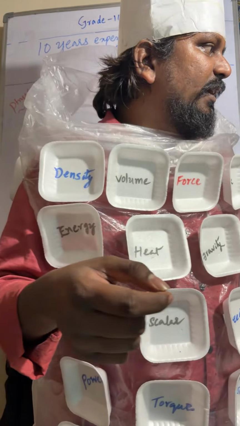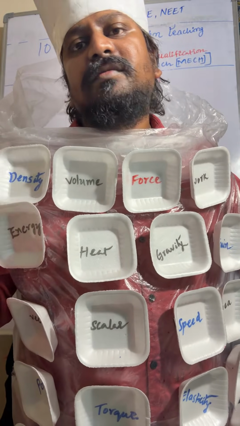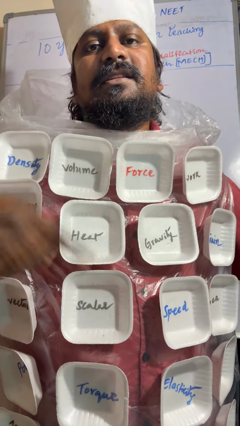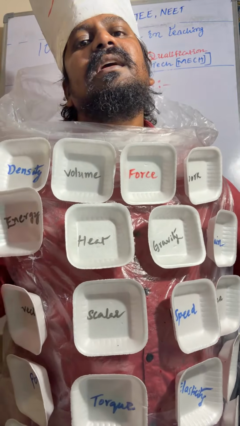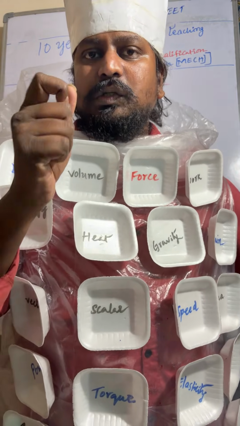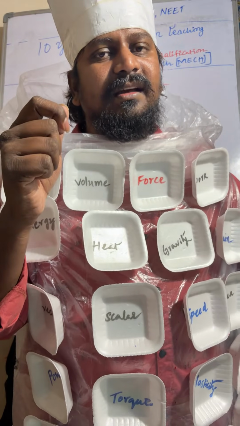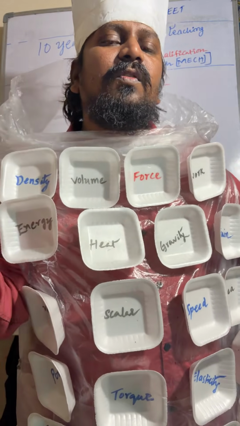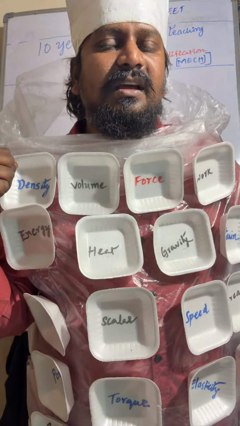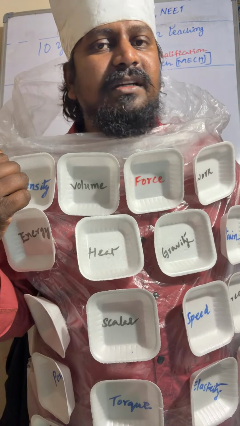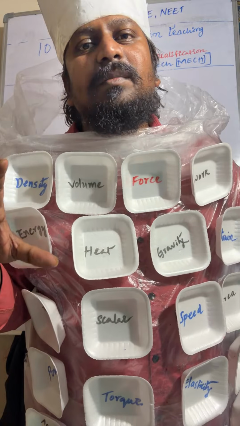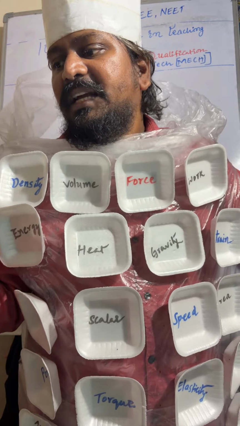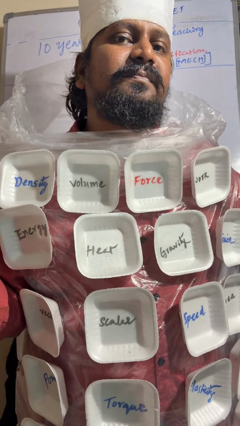Inertia of direction. One more thing, you can see the cycle wheel. When a cycle is moving in the rainy season, the water droplets move along the tangential direction. Even if you take a stone, tie it at the end of a thread, and whirl it like this, then if you leave it, it moves along the tangential direction. Understood or not? So this is about inertia of rest, inertia of motion, and inertia of direction.